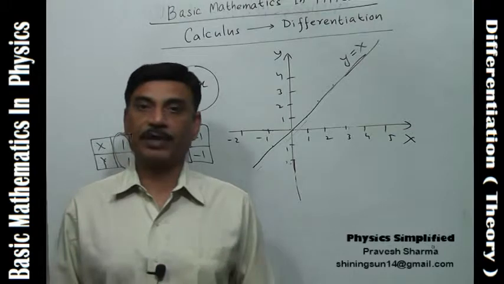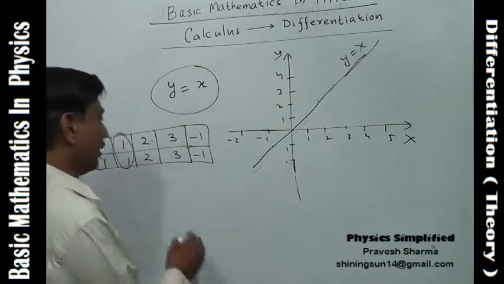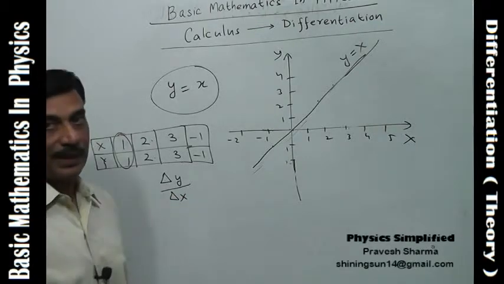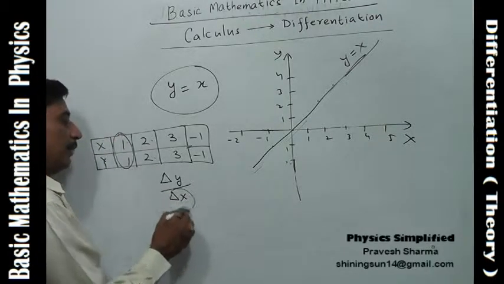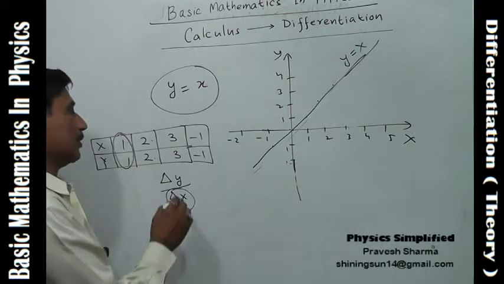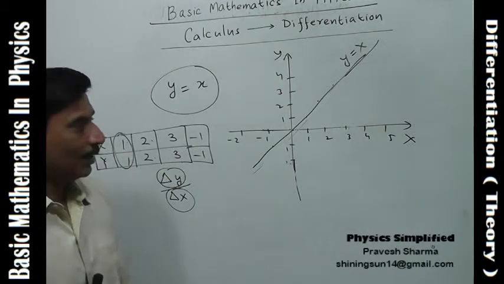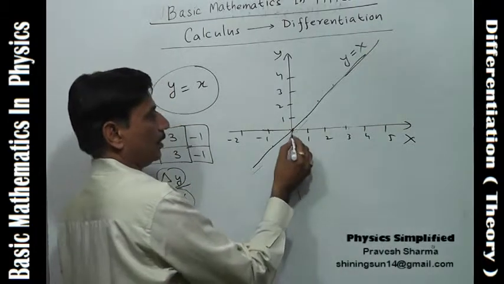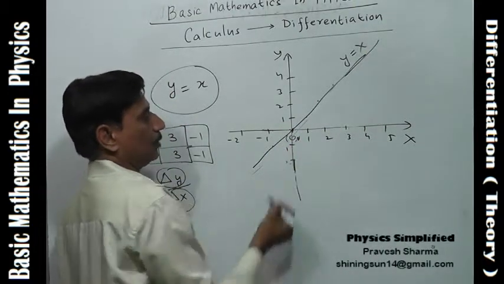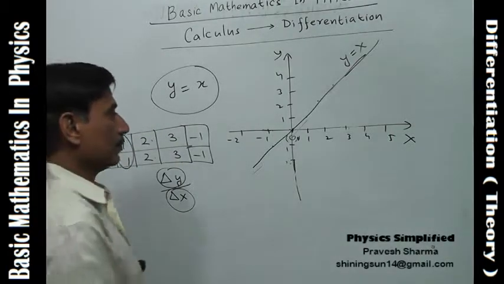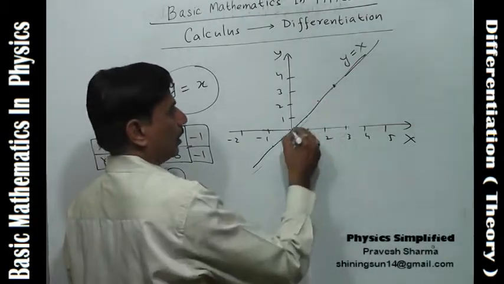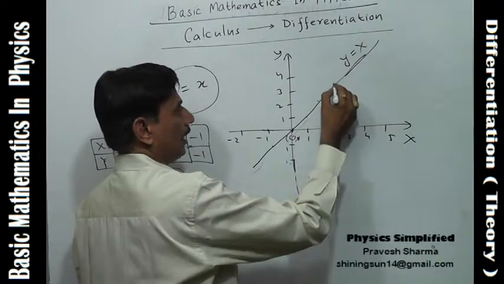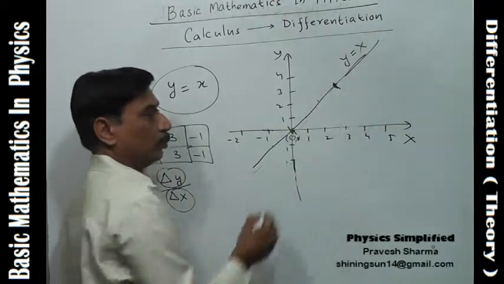Now I'm interested in finding delta y by delta x. That is, when the value of x changes by delta x, what is the corresponding change in delta y? Let's say I take this graph, this function only. Over here, this is the 0, 0 coordinate in a plane. If I take from here to here, what is the change in the value of x? Suppose I mark this point and this point, I take these two points.